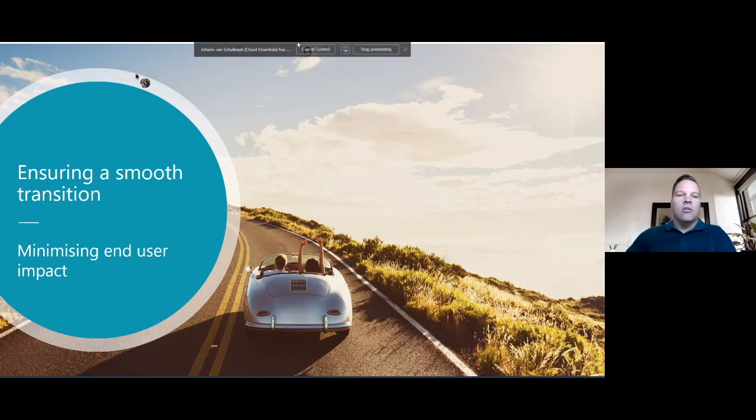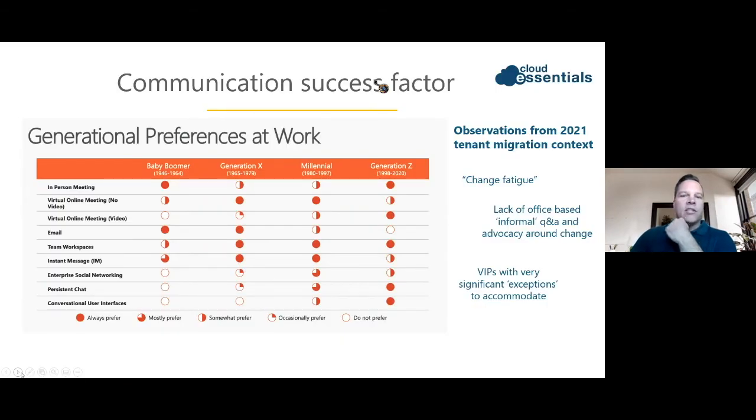So if we go to the next slide, you will see we focus and talk a little bit about communication success factors and what that means and what that looks like inside of your organization. I will break it down into two pieces, as we spoke before: communication strategy and pre-migration considerations as part of the success factors in ensuring the smooth transition. So knowing your workforce is vitally important.